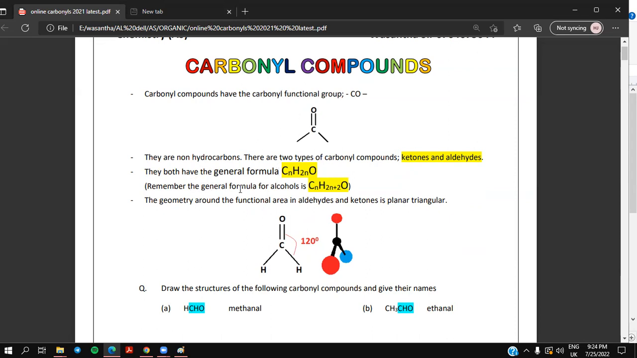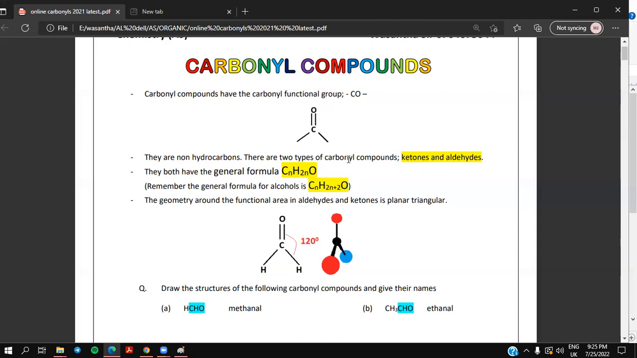I'm just inserting the alcohol general formula also. The alcohol general formula has one oxygen. Carbonyl compounds have one oxygen, and the carbon and hydrogen ratio is n to 2n. But in alcohols that we finished in the last class, it is CnH2n+2. The difference between carbonyl compounds and alcohols is that there are two more hydrogens in alcohols than in aldehydes and ketones.